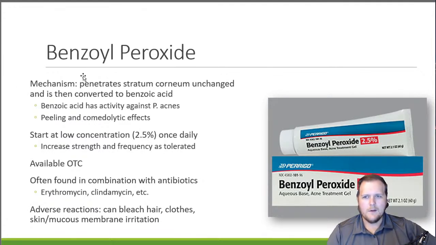So what is benzoyl peroxide going to do? Basically, it penetrates through the stratum corneum. It gets converted into something called benzoic acid, which has good antibacterial activity against P. acnes. It also provides a peeling and comedolytic effect, so it helps strip some of the upper layers of the skin to cause those comedones to open up. They can then breathe a little better, which allows more air to get in there and prevent the P. acnes from growing as much, right?